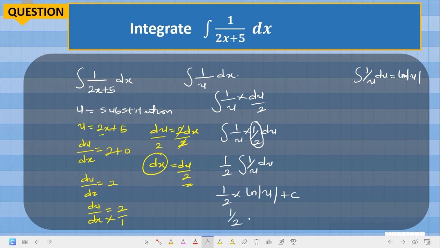So this gives us half times ln. Now what is our u? Our u is 2x plus 5. So this becomes 2x plus 5, plus c, and our final answer is half ln of 2x plus 5 plus c. Okay, so that is the answer to this question. Let's take the next question.